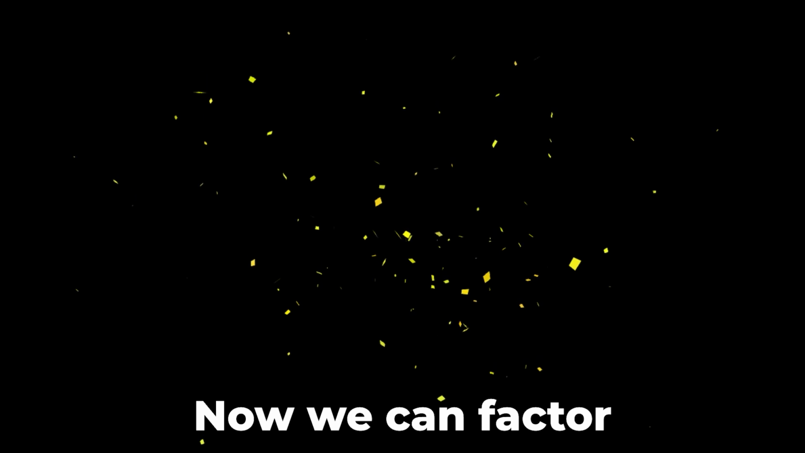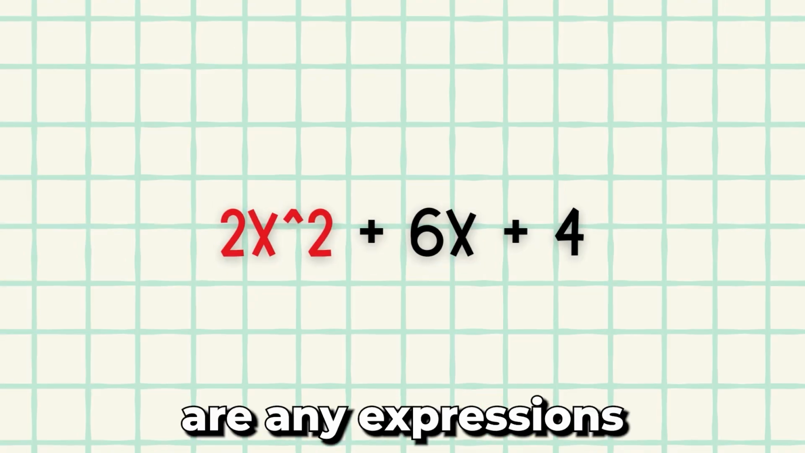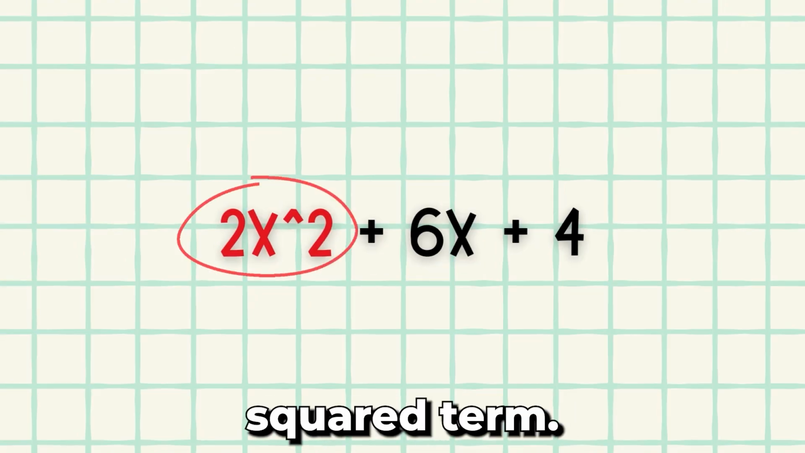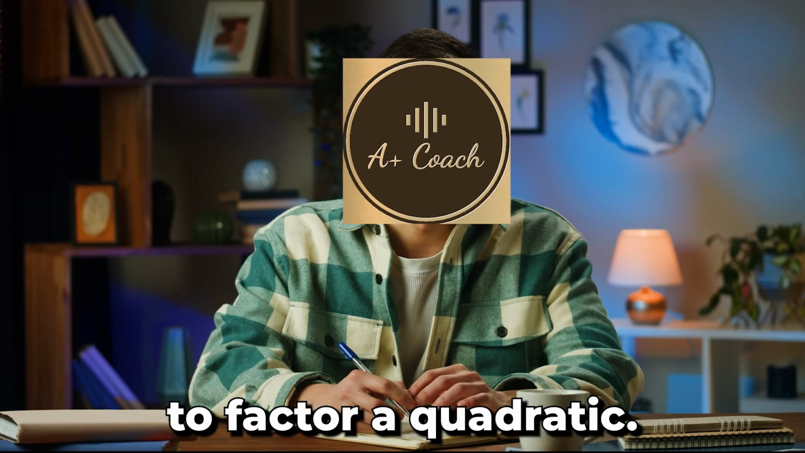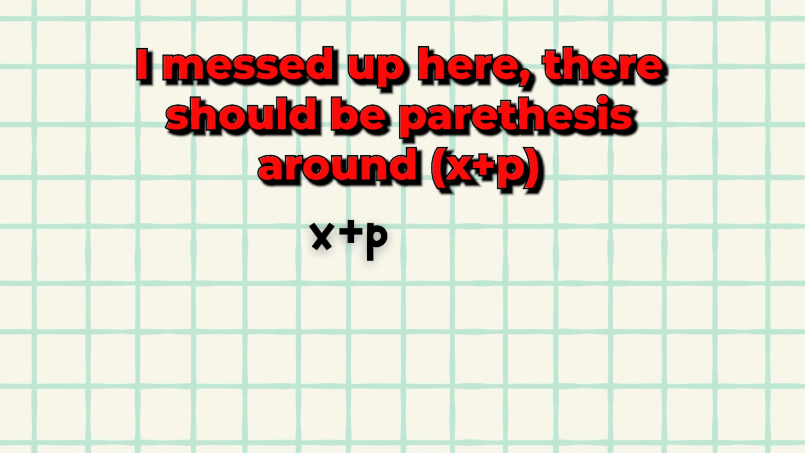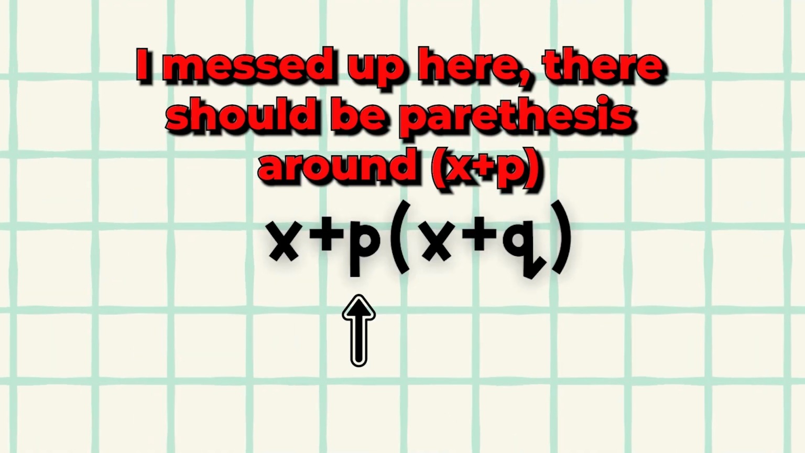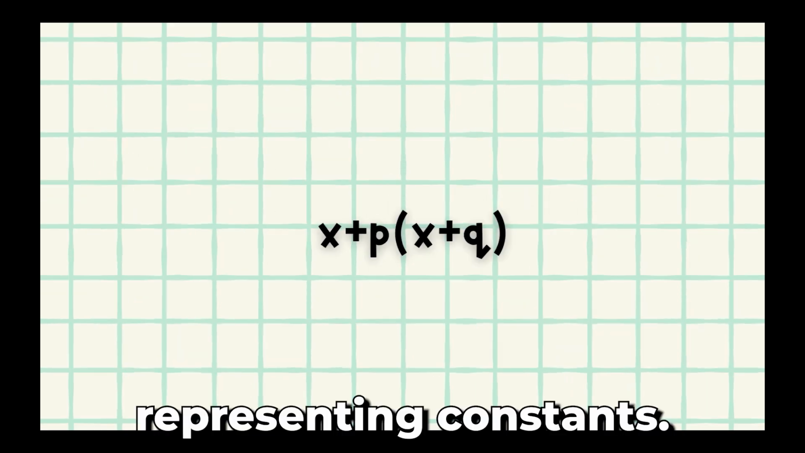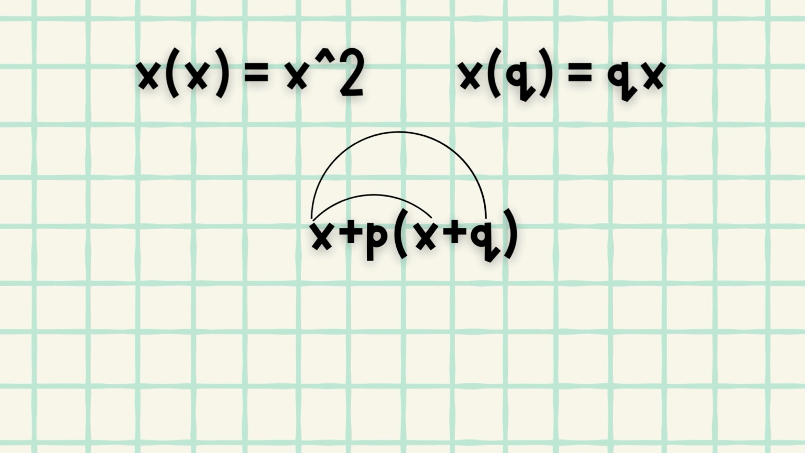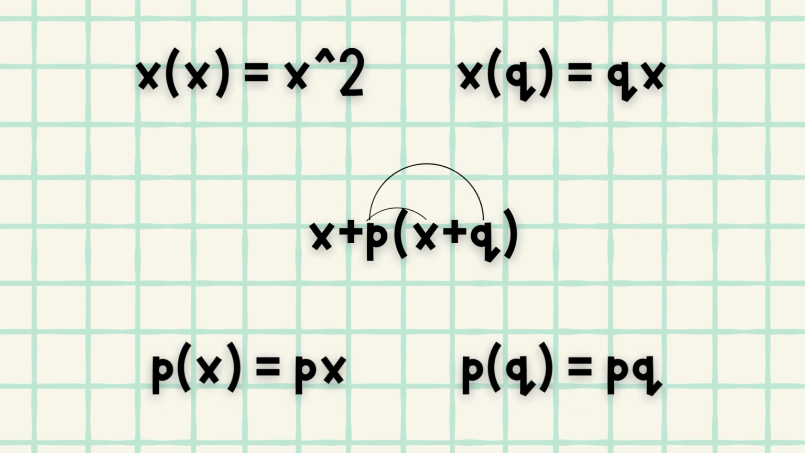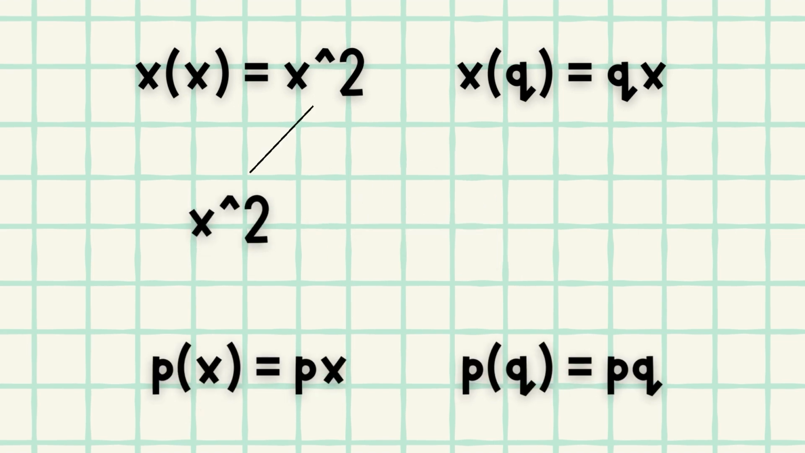Now we can factor quadratics. Quadratics are any expression that has an x squared term. You may also have seen the form ax squared plus bx plus c. To factor a quadratic, we want to get it into the form (x plus p) times (x plus q), where p and q are variables representing constants. If we were to multiply this expression out by multiplying x with both terms in the second parentheses and then p with both terms in the second parentheses, we get x squared plus qx plus px plus pq.